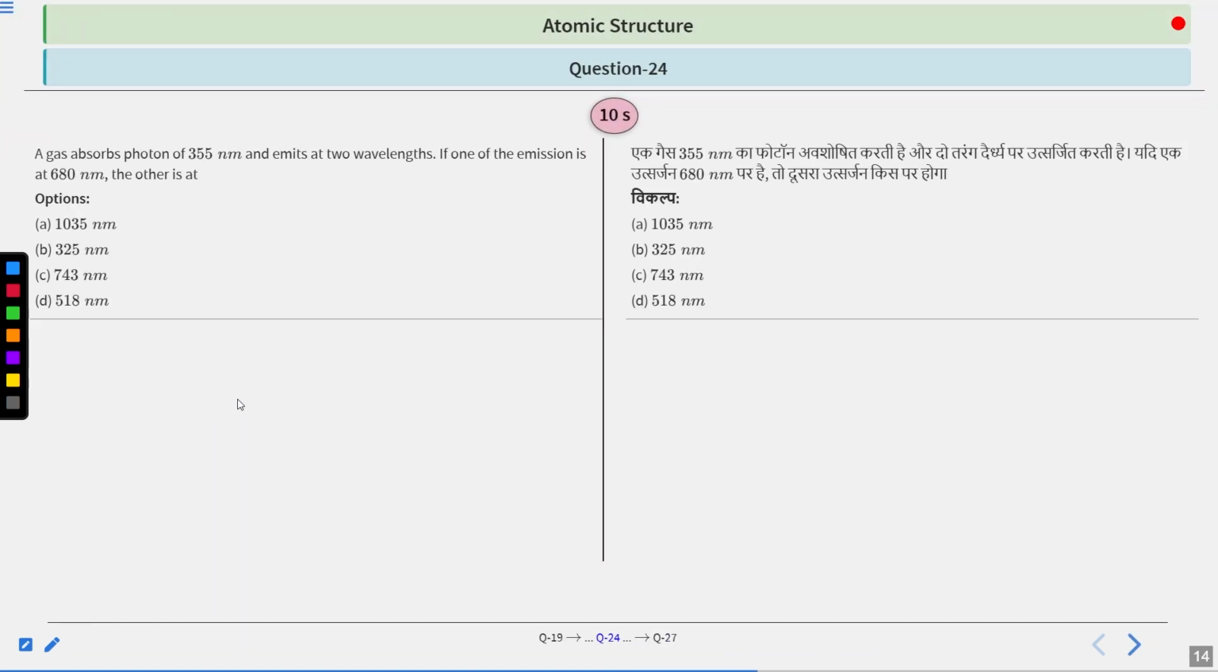Question number 24 says that a gas absorbs a photon of 355 nanometer and emits at two wavelengths. If one of the emissions is at 680 nanometer, the other is at: option A, 1035 nanometer; option B, 325 nanometer; option C, 743 nanometer; and option D, 518 nanometer. Now you have 10 seconds to solve this question. Your time starts now.